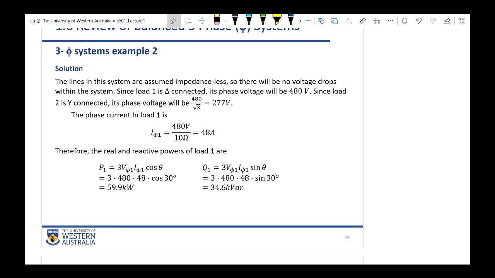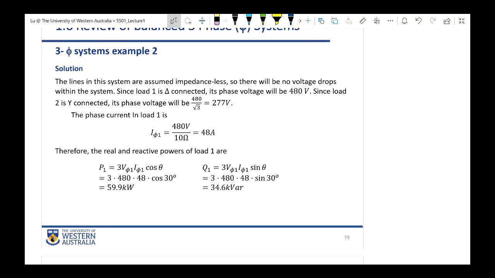So the phase current in load 1. In this question, we are actually focusing on one single phase in load 1, no matter its pattern. We already know the phase voltage is 480, and the impedance for each phase is 10 ohms. So 480 divided by 10, by Ohm's law, gives us 48 amps. This current is the phase current in the delta pattern load 1.